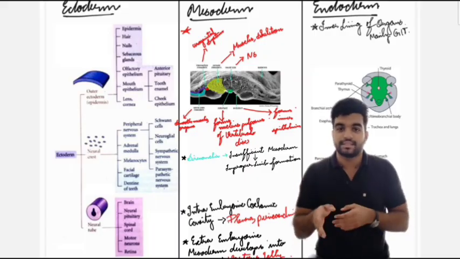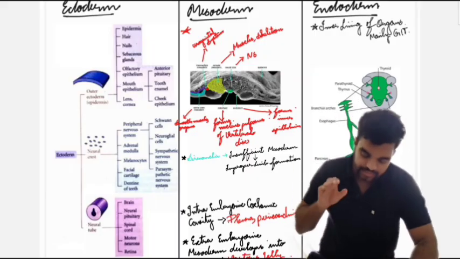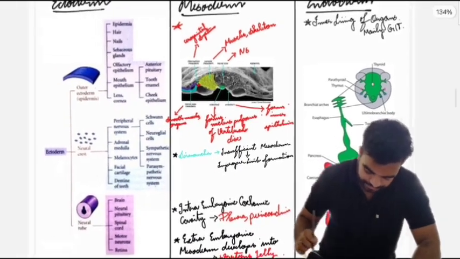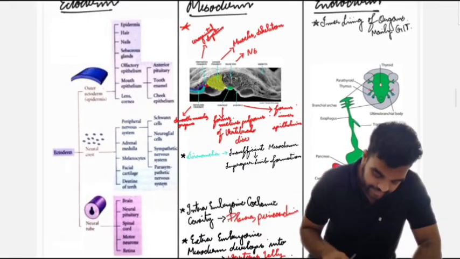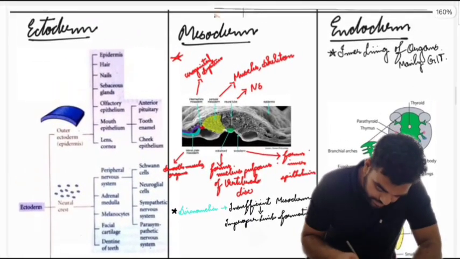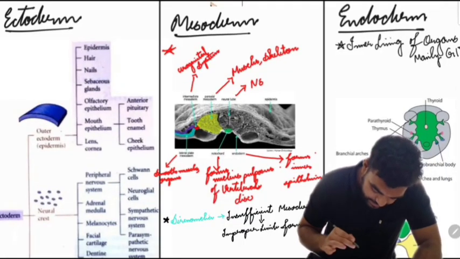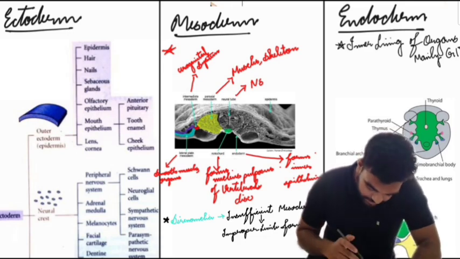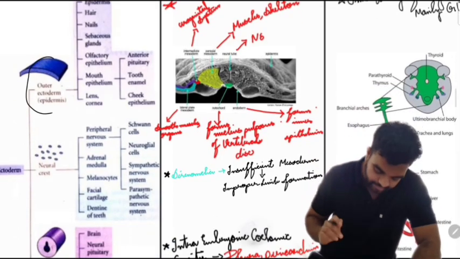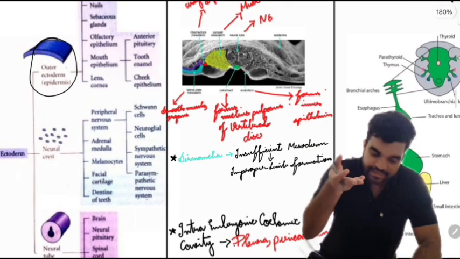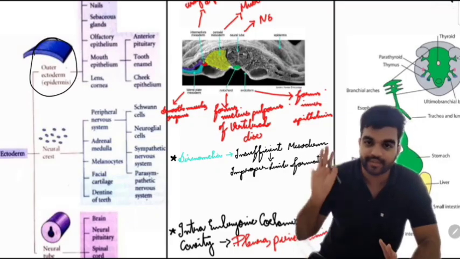Okay, so that is why it is important to discuss this particular chart. So ectoderm, as I told you, is everything outside: the epidermis, hair, nails, sebaceous glands, etc. Everything that is outside, covering, the outer ectoderm, epidermis, everything. The lens, cornea, everything is outside, right? Everything will be formed from ectoderm.